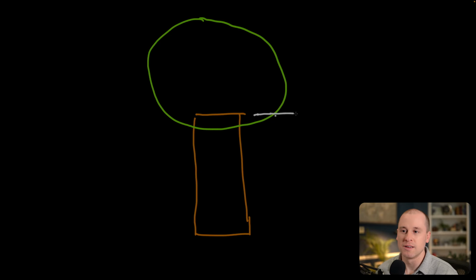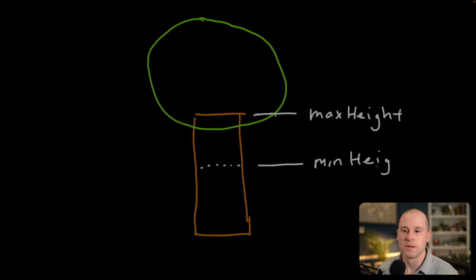Let's say this is the max height. And then we can also have a min height. And we also want to control, let's say, the size of the canopy here.